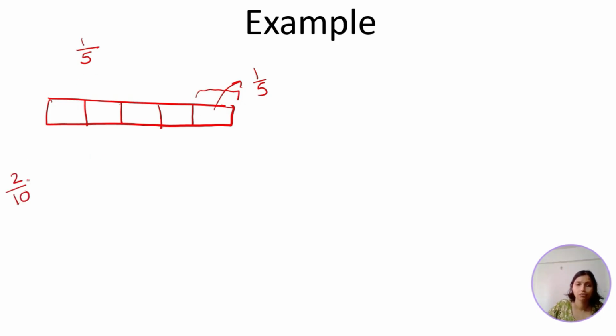Now I know 1 by 5 and 2 by 10 are equivalent fractions, as I have got 2 by 10 by multiplying numerator and denominator by the same number 2. So in this case, I will divide the chocolate in 10 equal parts, as 10 is the denominator. So I have to divide the chocolate in 10 equal parts and I have to take 2 parts. So I took 2 parts. See, again the total size is the same.